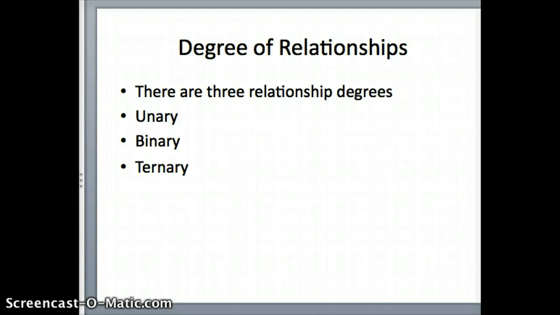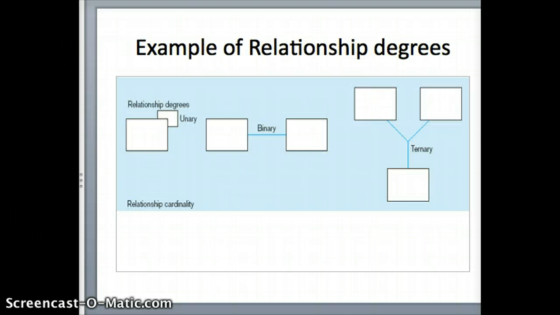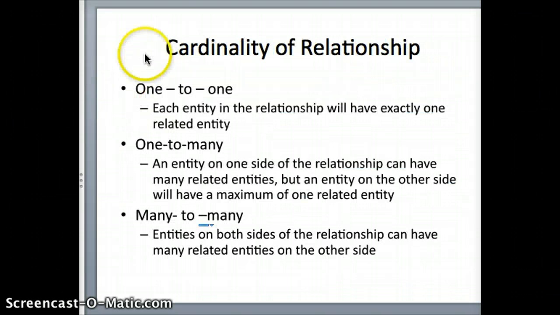Degree of a relationship is the number of entity types that participate in that relationship. There are three types: unary, binary, and ternary. In this example, a unary relationship is one entity related to another of the same entity type. A binary relationship has entities of two different types related to each other, and a ternary relationship has entities of three different types related to each other.